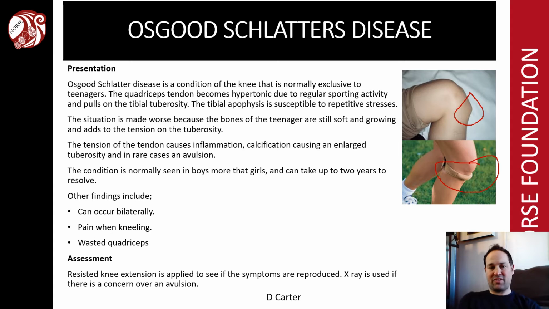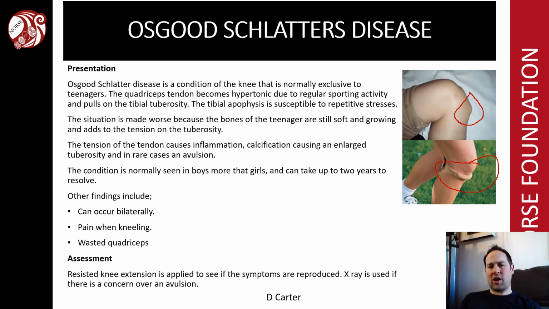Now, some youngsters find that these patella knee straps are comforting. They help. They take the pressure off the patella tendon. Other findings are that it can happen on both sides, bilaterally. It hurts when you kneel. And in some cases, because it hurts so much, the children back off and you get a wasted quadricep.